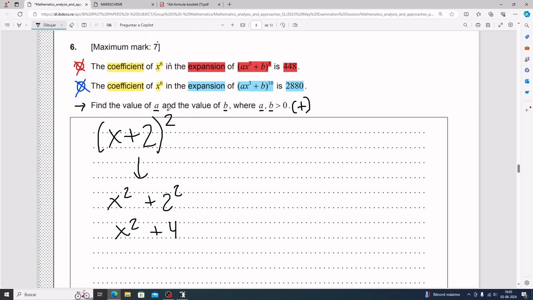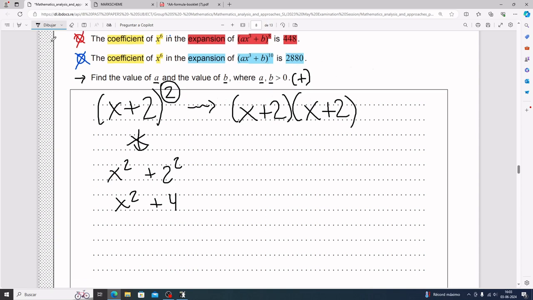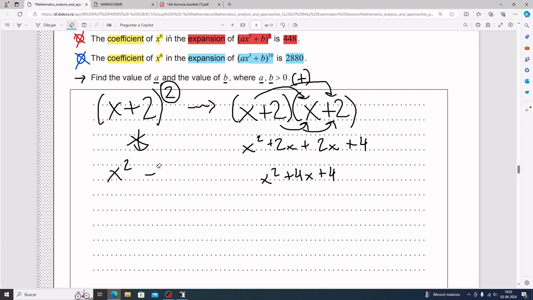What the squared does when it's outside of the parentheses is that the parentheses now show up twice. First it shows up twice. This is not the step you're supposed to take. First it shows up twice, and now you do the distributive part of it. So you distribute: x times x is x squared, x times 2 is plus 2x, 2 times x is plus 2x, and 2 times 2 is plus 4. Now you end up with x squared plus 4x plus 4. That is the step you're supposed to take.